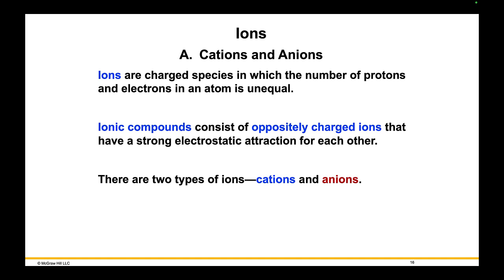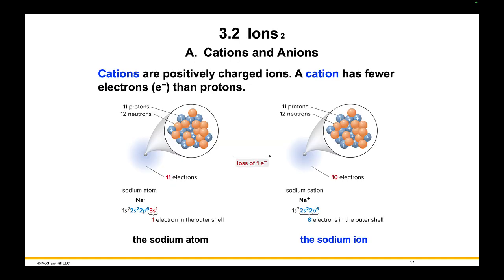We talk about ions in 2 different types. We have cations and anions. Cations are positively charged ions, and so that means a cation has fewer electrons than it has protons. In this example, we're looking at the sodium atom. The sodium atom has 11 protons and 11 electrons, right? That's the neutral atom, so they have the same.